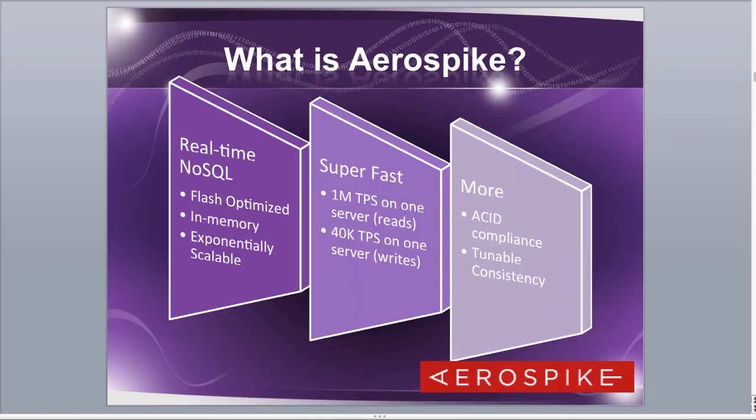So in selecting bleeding edge databases, I had several criteria. One was fit for the particular set of problems I was interested in. Another one was proven performance via metrics that were independently verified. So Aerospike is a real-time NoSQL solution that's flash optimized for an in-memory implementation, and it has exponential scalability.